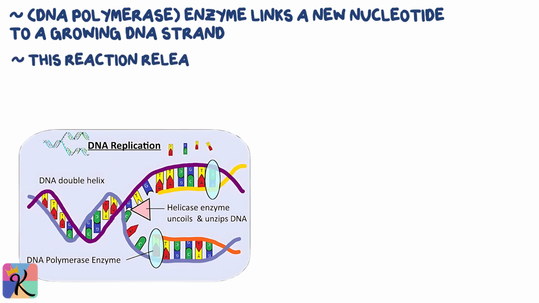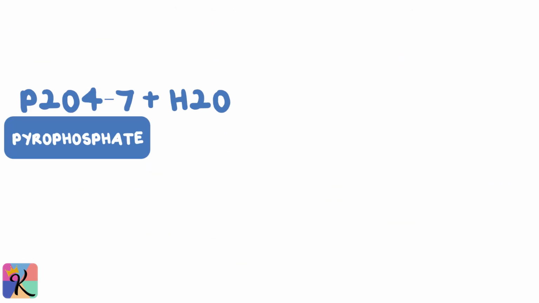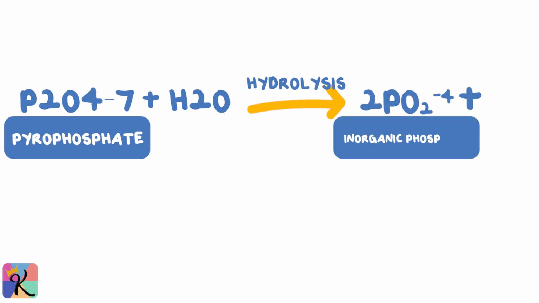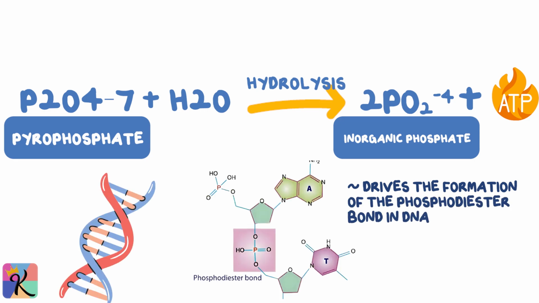This reaction releases an ester dimer of phosphate, known as pyrophosphate, or PPi. Pyrophosphate is not stable in aqueous solutions and quickly hydrolyzes to form two molecules of inorganic phosphate. This hydrolysis reaction releases energy that drives the formation of the phosphodiester bond in DNA, a classic example of how phosphate chemistry underpins crucial biological processes.